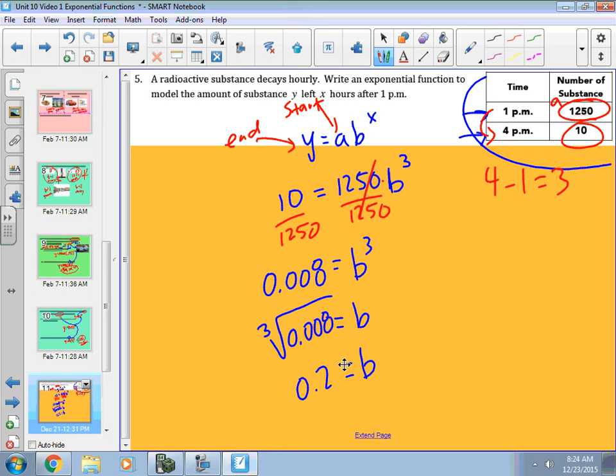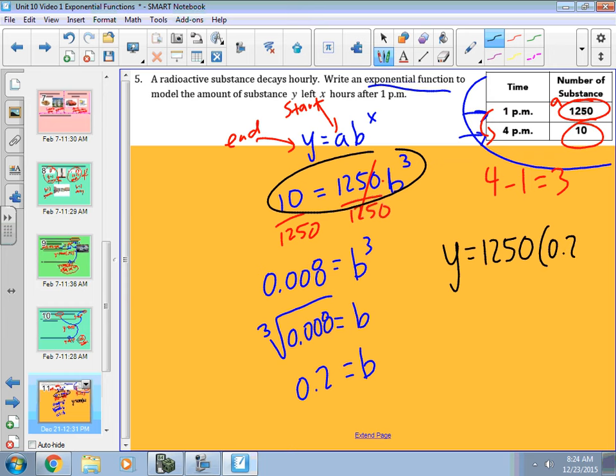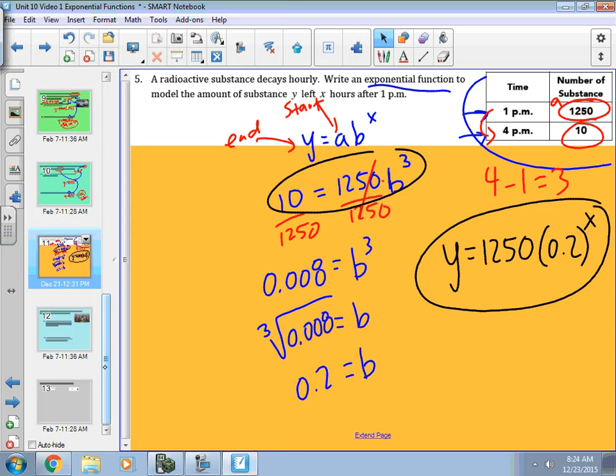Now we're not done. They wanted us to write out the exponential function or exponential equation here. So our exponential equation, using that same information we had back here, we can find it out. It would be y equals, our starting value hasn't changed, it's still 1250, times our b, we know now, it's 0.2 to the x power. Y and x should always be in your equation if they ask you to write an exponential function. Now we could use that function to figure out how many there are going to be after any amount of time.